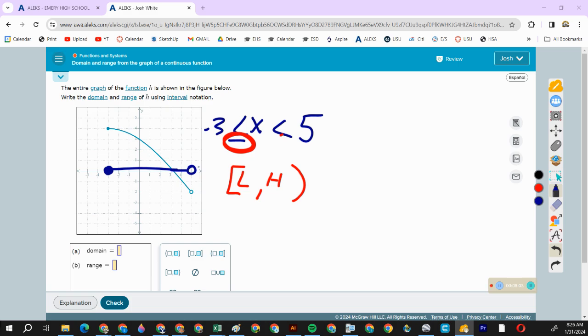So in this case, what is the lowest x that's part of the graph? So it would be bracket -3. The reason it's a bracket, that is a closed circle. -3, comma, 5. And 5 is not actually there. So we use a parenthesis.